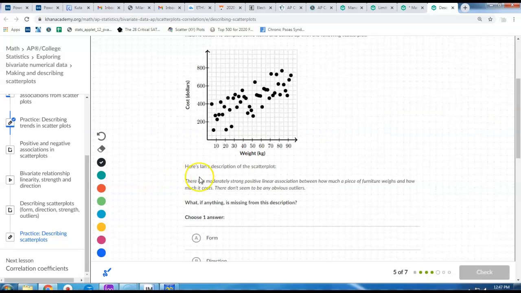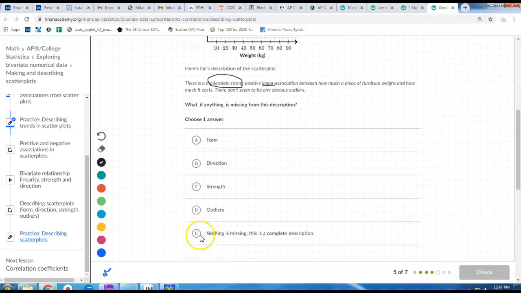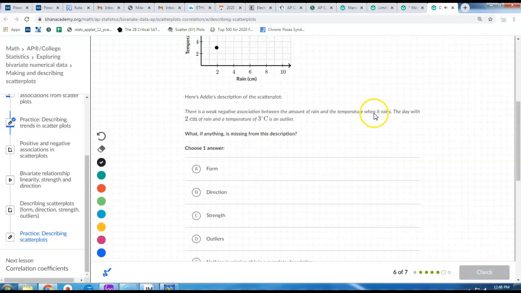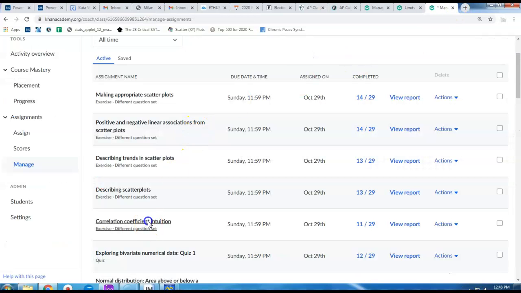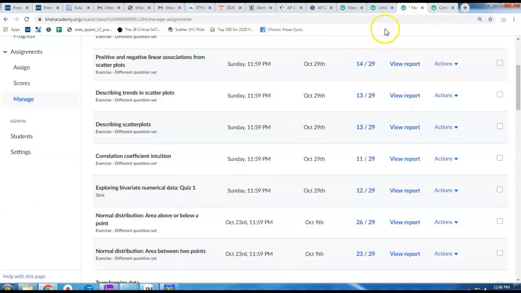So here they give you a description. Moderately strong, that's representing the strength, and if you put strong, you'd be okay. If you put moderate, you'd be okay. They're representing the idea that most of those points are not perfectly on that line, but they're pretty close. They're pretty flexible with that. It is positive, that's because we're going up. It is linear, that's because we're making a line, not some sort of curve. And I don't see any obvious outliers, way over there, way up there. So it does describe all the things, so I'm going to say nothing's missing, and there we go. Correlation coefficient intuition.